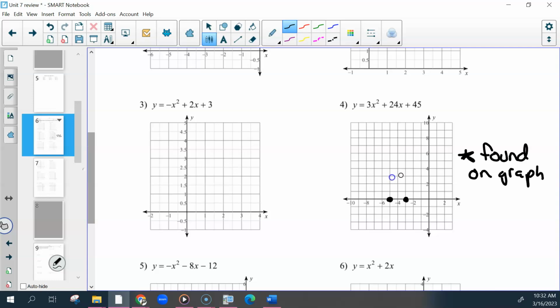Oh, it was -3. Okay, I was like, something? Oh, here we go. So then -6, 9, and -2, 9. And you would connect those, make like a U. Sometimes they'll look more like a V, but try to make it look like a U. Draw arrows at the top.